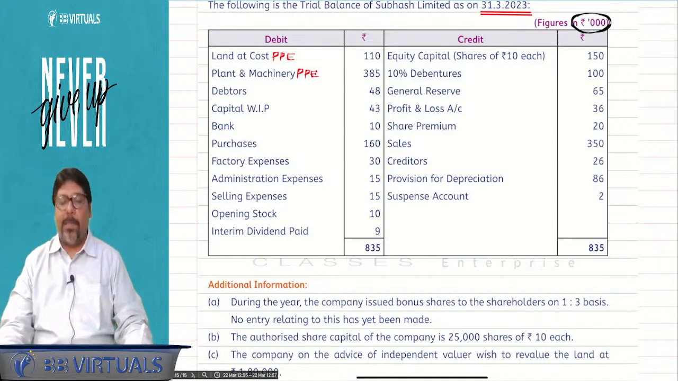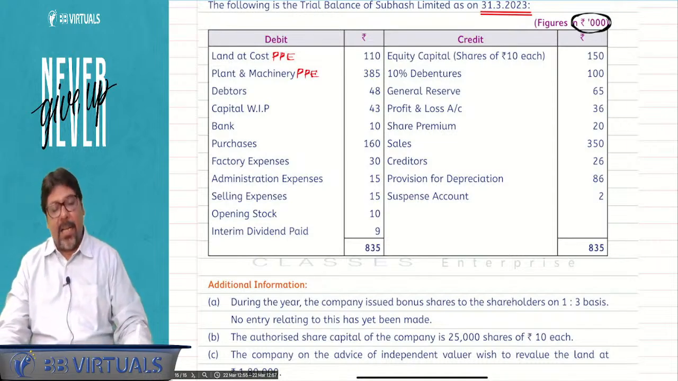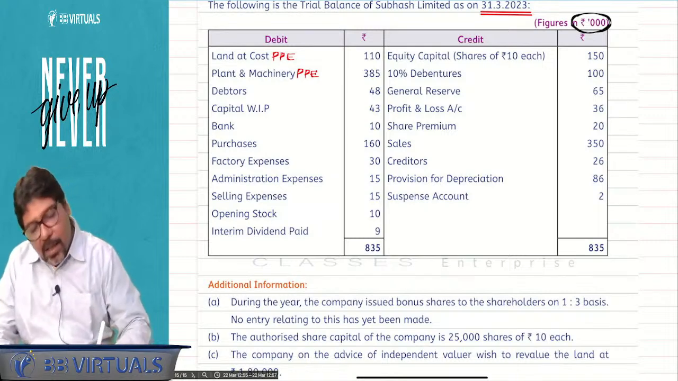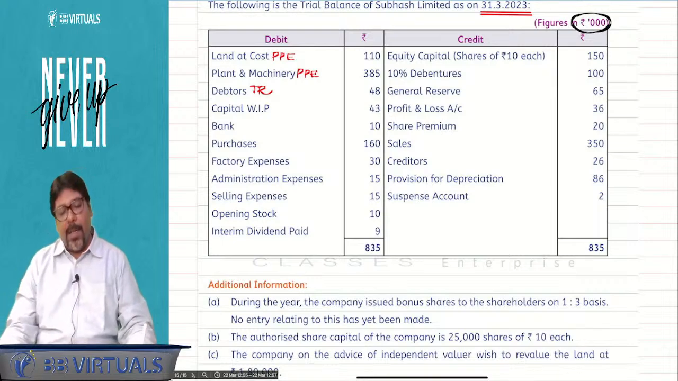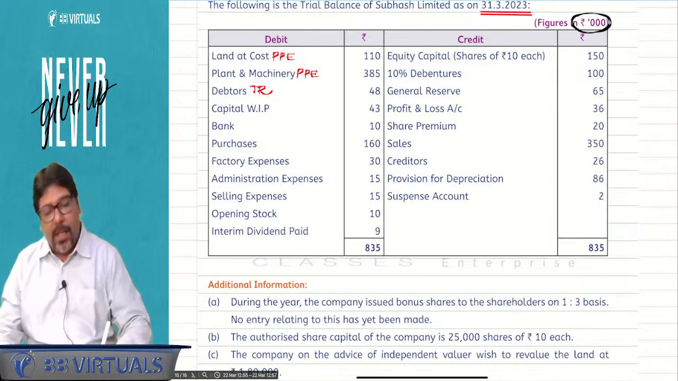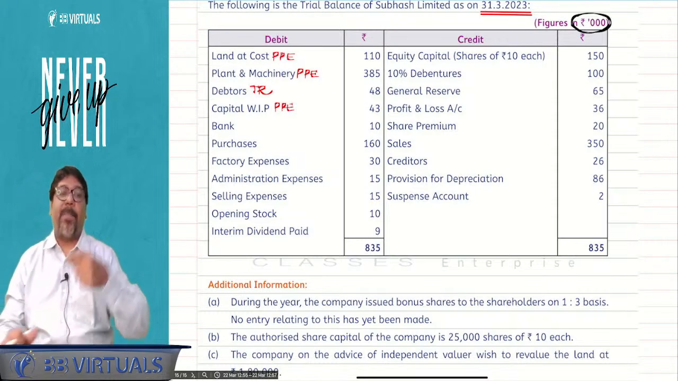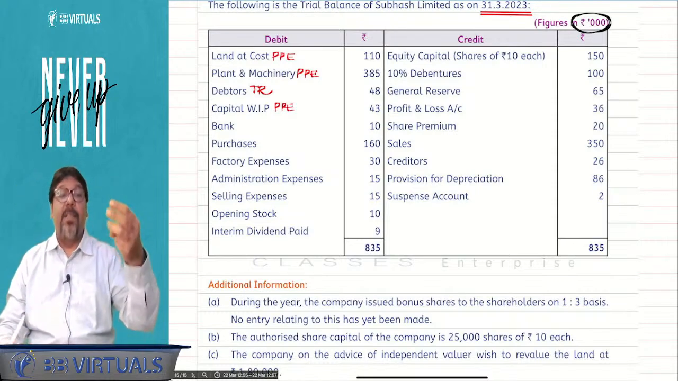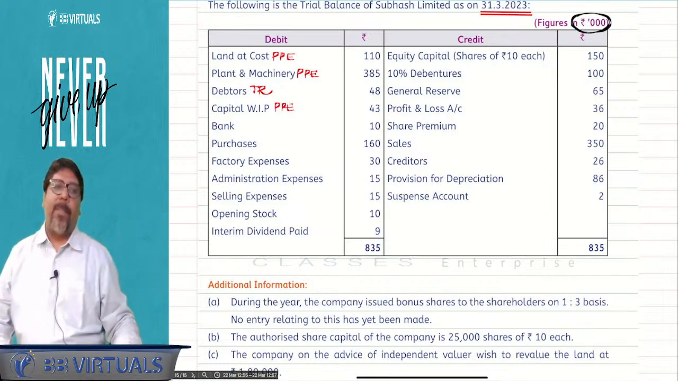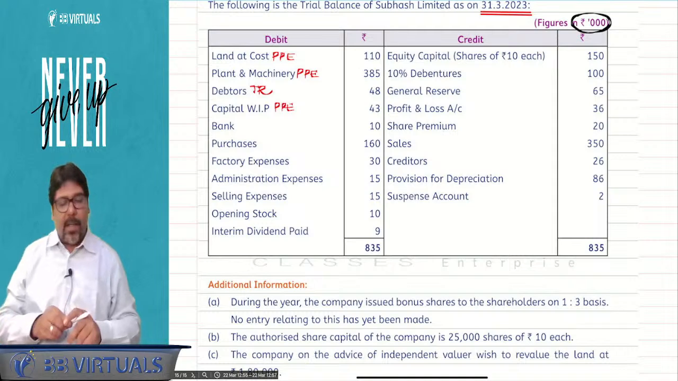That will go also as PPE. Debtors are nothing but trade receivables. Capital WIP is again under PPE. Under PPE we have got 4 items: PPE, intangibles, capital work in progress, and intangibles under development. Yes or no? Yes, sir.